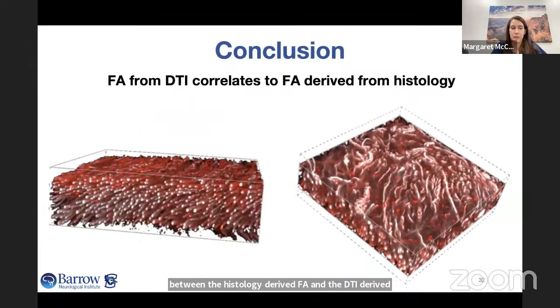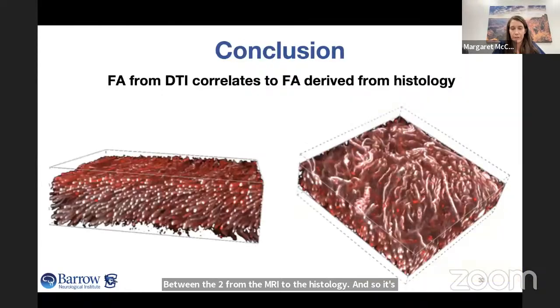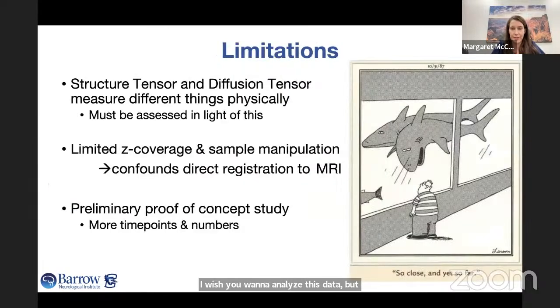And so this led us to the conclusion that what we're seeing is that the FA correlates between the two, from the MRI to the histology. And so it's very exciting. We're still, as I say, figuring out all the different ways in which we want to analyze this data, but this is a very exciting start for us.